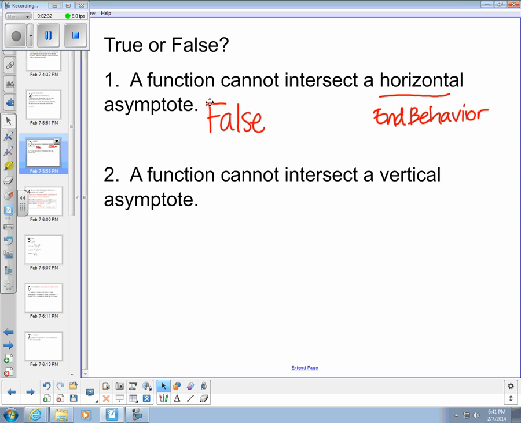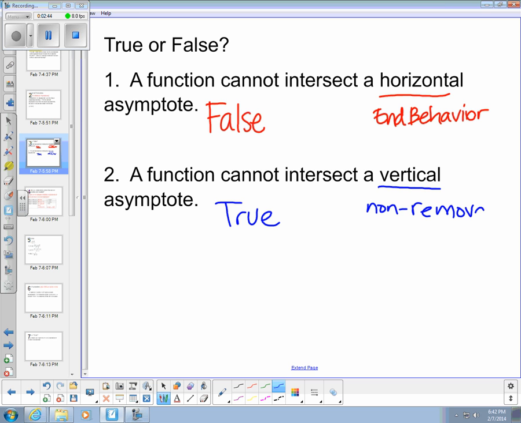Number two, a function cannot intersect a vertical asymptote, and that one is actually true because a vertical asymptote is a non-removable discontinuity. Since it's a discontinuity, a place where the graph breaks, the graph cannot cross a vertical asymptote. So those are two very different concepts. Even though they're both asymptotes, the graph can cross a horizontal. It doesn't happen often, but it is possible. But it will never cross a vertical asymptote because that is a complete break in the graph.